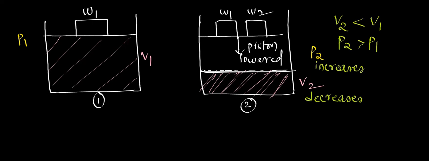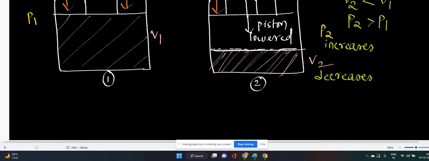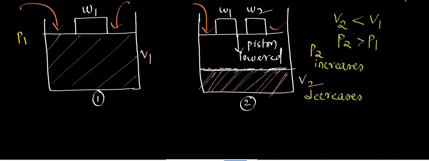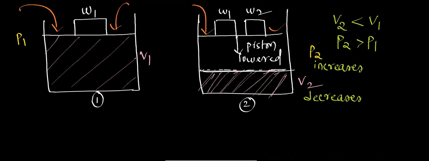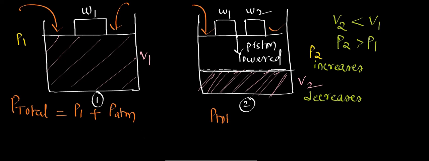Now, if I take the total pressure, as I told you last class, we also have to include the atmospheric pressure acting, right? In both cases, atmospheric pressure will be acting on the pistons apart from the outside weights. So we have to consider that pressure also. In the first case, the total pressure is the pressure of the gas P1 plus atmospheric pressure, which I'm taking as PATM. In the second case, the total pressure on the gas is P2 plus atmospheric pressure PATM. Any doubt in this?